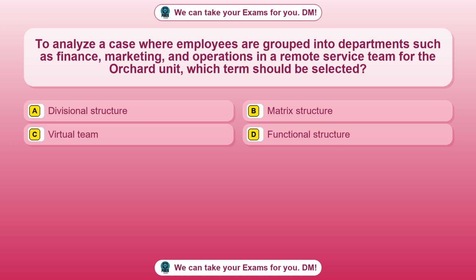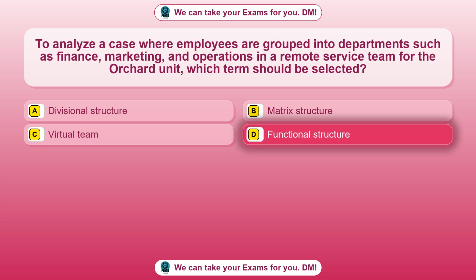Question 82. To analyze a case where employees are grouped into departments such as finance, marketing, and operations in a remote service team for the Orchard unit, which term should be selected? Option A, divisional structure. Option B, matrix structure. Option C, virtual team. Option D, functional structure. The correct answer is option D, functional structure.